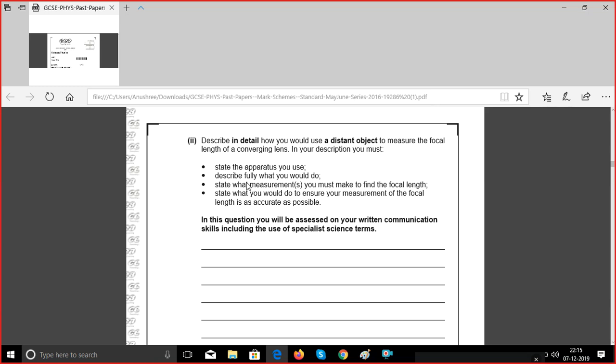So starting off with the apparatus used, we need a lens, a white screen, a meter rule or simple ruler, and a distant object like a tree or a window. Any distant object works. That's the apparatus.